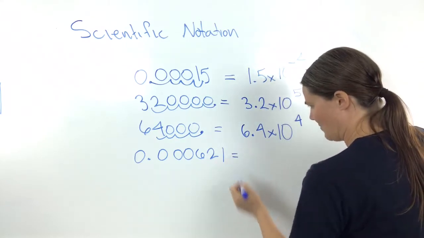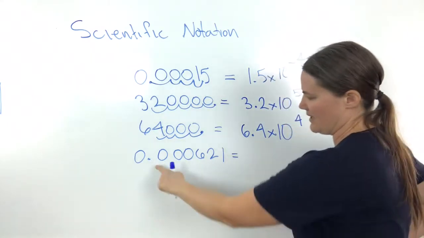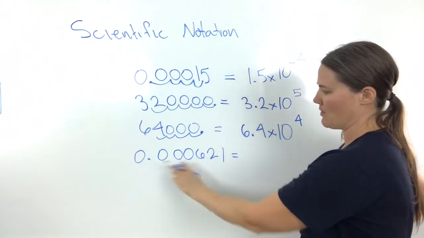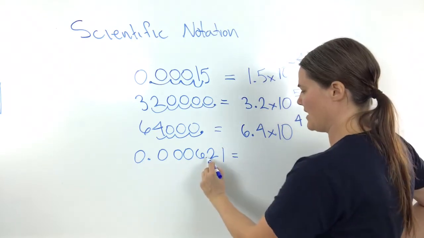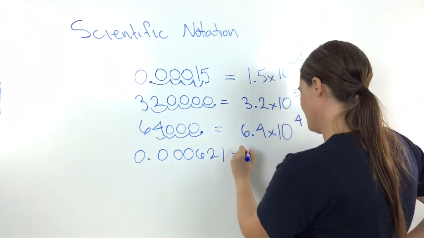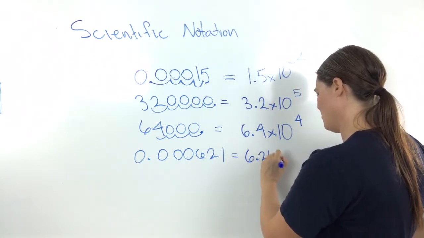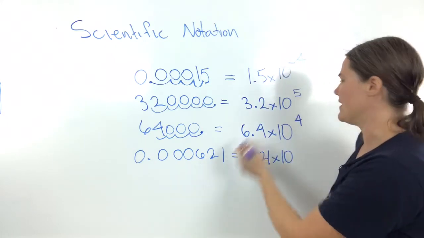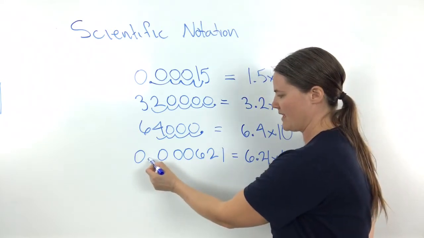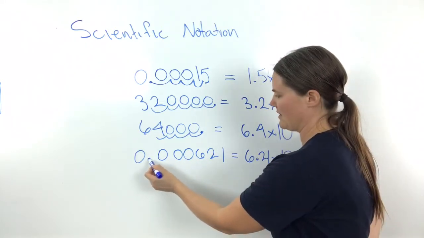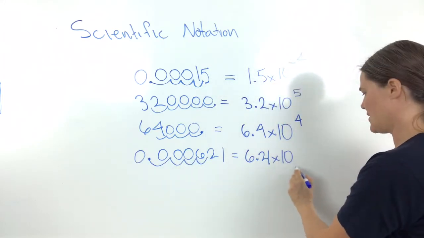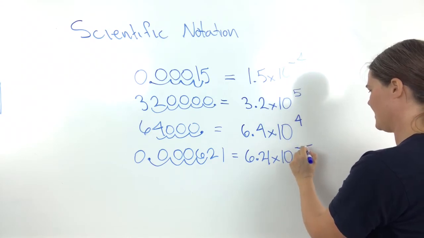Now I'm going to do this last one. So this one already has a decimal point, and I'm moving it to the right, which means that the exponent for this number will be negative. And I want to move the decimal point so it ends up between the 6 and the 2. So I'm going to write down 6.21 times 10, and then I need to figure out what the exponent is. So I'm going to do that by just taking this decimal point and moving it 1, 2, 3, 4. So this is 6.21 times 10 to the negative 4.